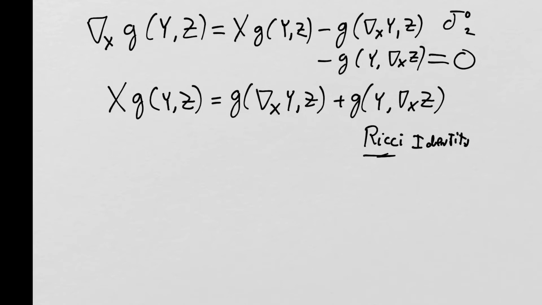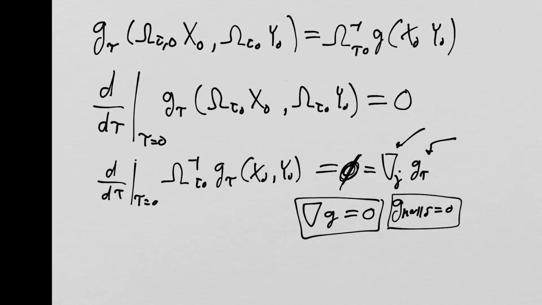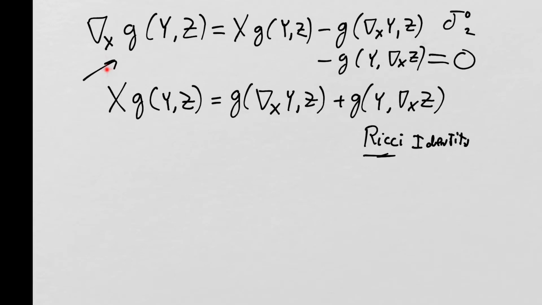That is, normally that would not be true, right? This is not true for all 1-1 tensors. It's only true for the metric tensor because of this demand. Because of this demand, this becomes suddenly true.